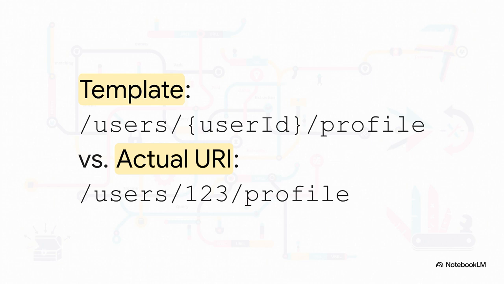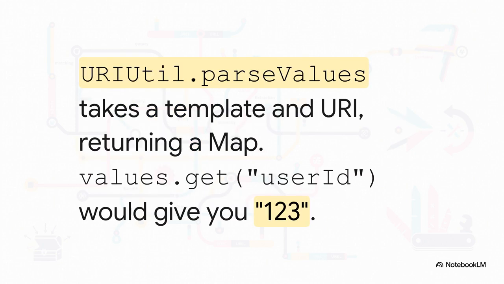Now, when a real request comes in, like the actual URI you see below it, you need a clean way to grab that 123 and know it belongs to userId. And here's how ridiculously simple it is. You just pass the template and the actual URI into URIUtil.parseValues. What you get back is a beautiful little map where the key is your variable name from the template and the value is the actual data from the URI. It's so clean, so readable, and you completely avoid all that messy string splitting nonsense.